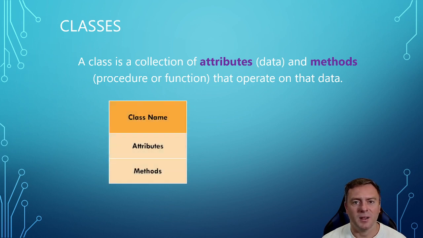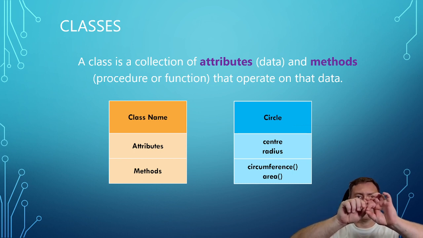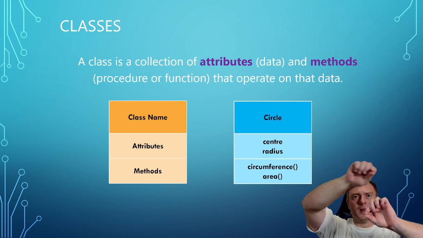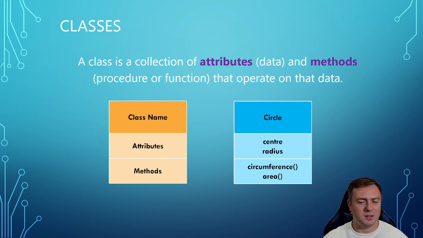So you might have a class name and then break it down into the attributes, then the methods. So for example, a circle has a center and then it has the radius. So the circle's here in the center, so that's the coordinate, and then it has a radius that goes around the edge of it. And then we have a method that can calculate the circumference of that circle, but then also the area of that circle.